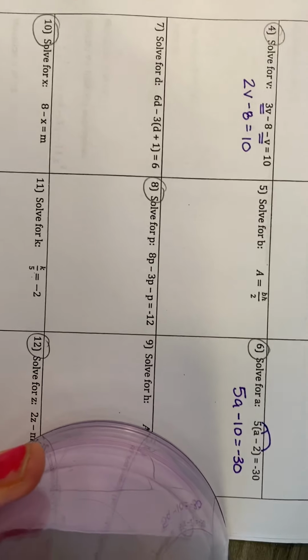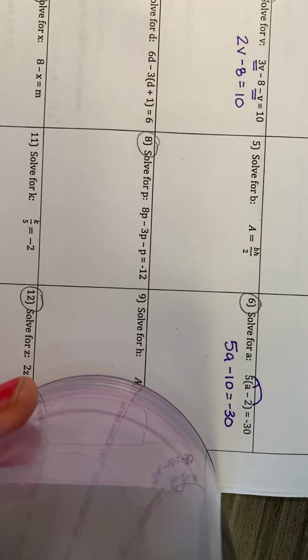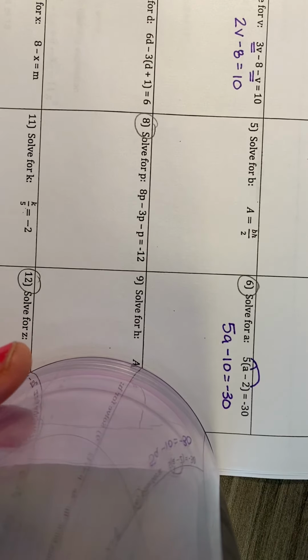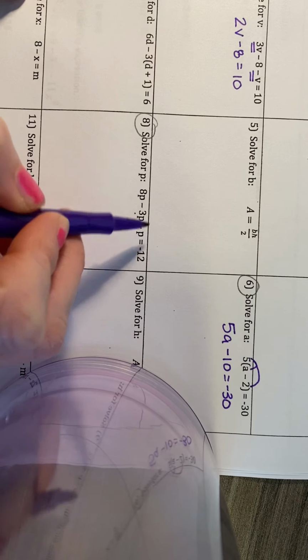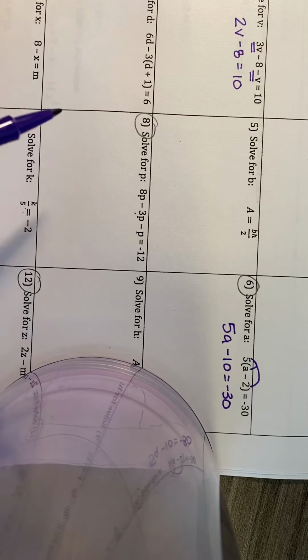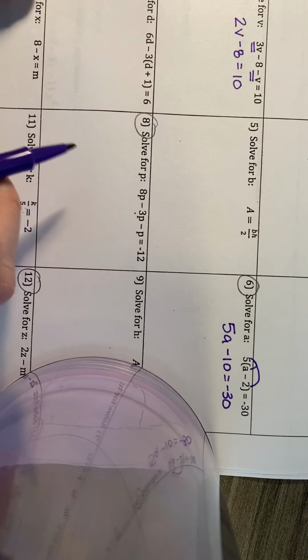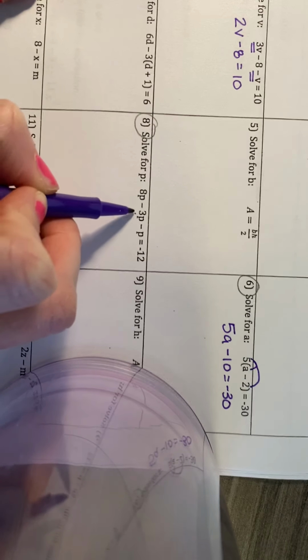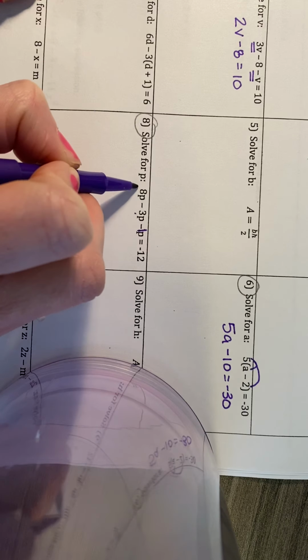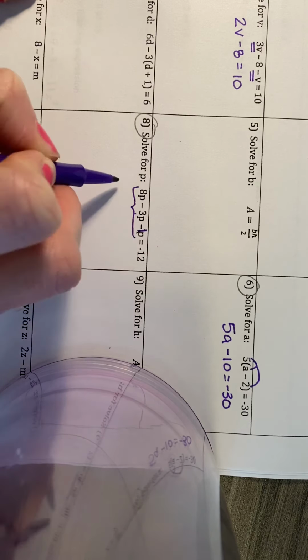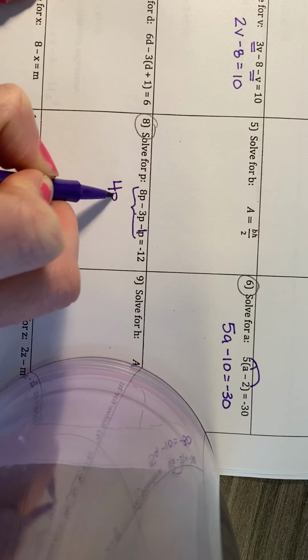Let's do number 8 together because I see p's in a lot of places, and that is a recipe for somebody making a mistake. 8p, take away 3p, take away 1p. They're all on the same side. They're all in the same family. We got to clean that up before we do anything else. So 8 take away 3 is 5. 5 take away that imaginary 1 is 4. So this whole big mess becomes 4p.